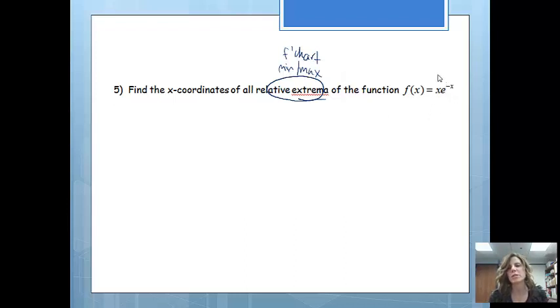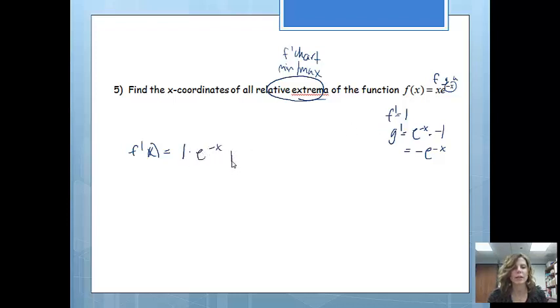I do notice that I have a product going on again, so we're going to label f and g. f prime, the derivative of x, is 1. And then g prime, I've got an e to a power, we'll let that be u. The derivative of e to the negative x is just e to the negative x times the derivative of negative x, which is negative 1. So cleaning that up, that would be negative e to the negative x. Alright, so finding my derivative, I will get f prime times g, 1 times e to the negative x, plus f times g prime, x times negative e to the negative x.